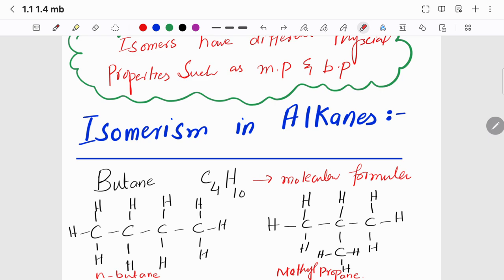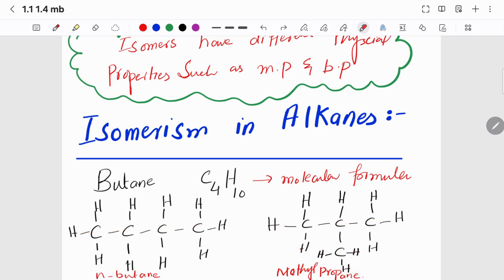So my dear students, just look at the formula. The formula says C4H10, and look at the first isomer. It has 4 carbons, 1, 2, 3, 4, and look at the hydrogens: 1, 2, 3, 4, 5, 6, 7, 8, 9 and 10. So it has the molecular formula C4H10, but the arrangement is a straight chain. While here again the carbons are 4 and hydrogens 10, but the arrangement is now a branch. It is a straight chain and it is a branched chain.